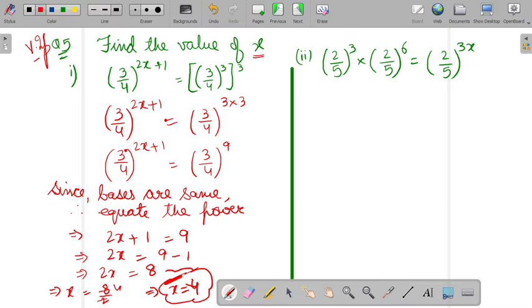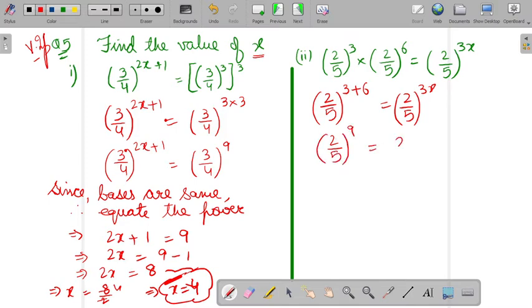First we will solve these two terms together. So we will be getting 2 by 5. Multiplication, bases are same, so add the powers. Now 2 by 5, on the other side it is 3x. So it would be 2 by 5 power 9 and 2 by 5 power 3x. Now again observe here, the bases are same on both the sides of equal. So therefore we will equate the power.